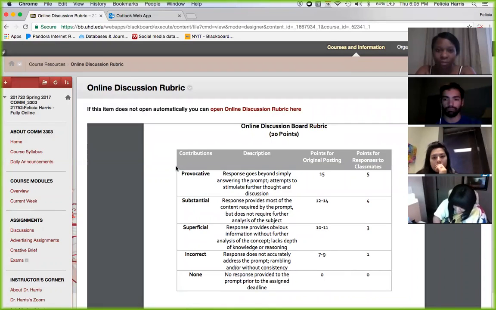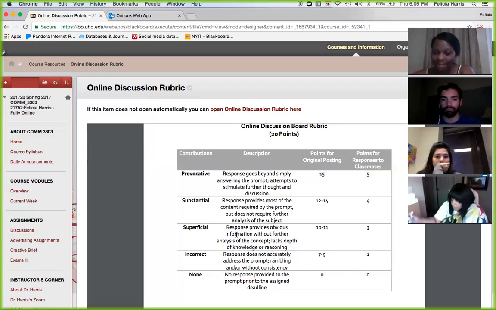And when they engage in responses with their classmates, they're doing the same thing. A classmate might say, I felt this way, and you are engaging with that and taking it a step further so that it's a very robust and rich discussion. Right underneath that, you have substantial, where you get between a 12 to 14 points for something that is above and beyond, but doesn't really go any step further.